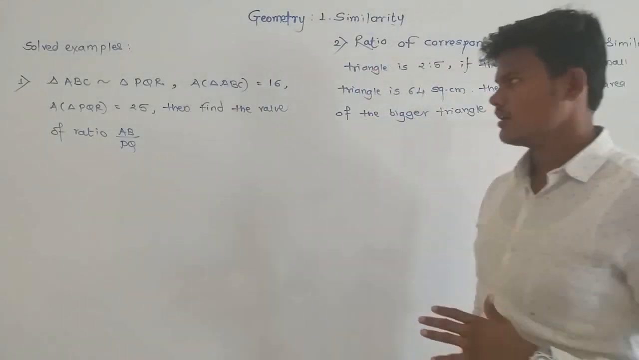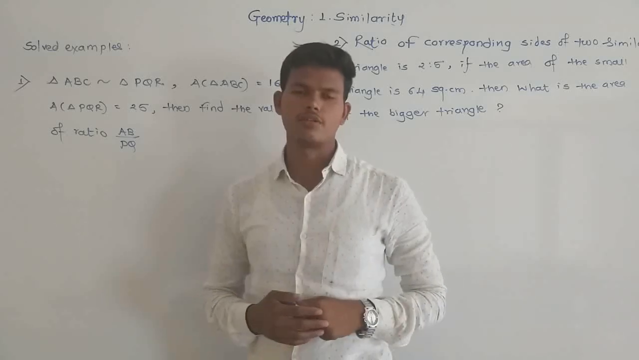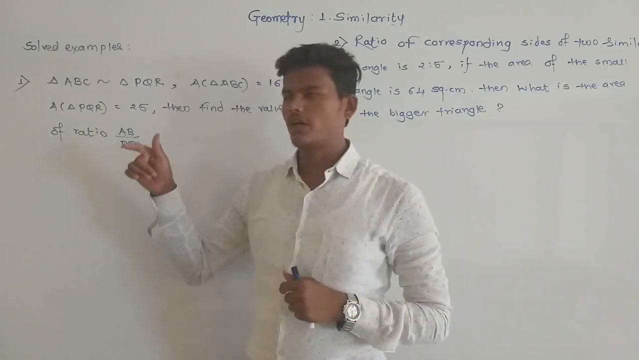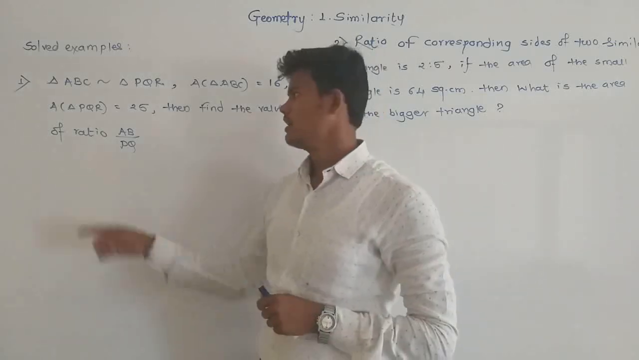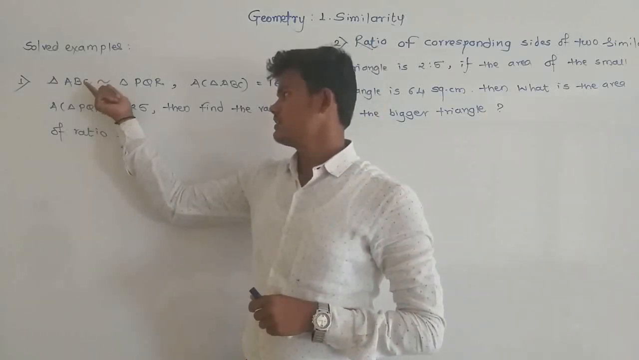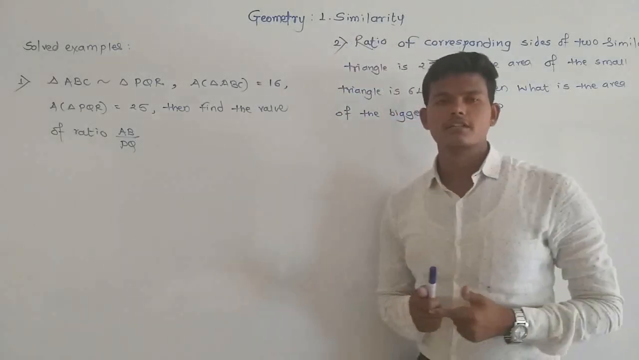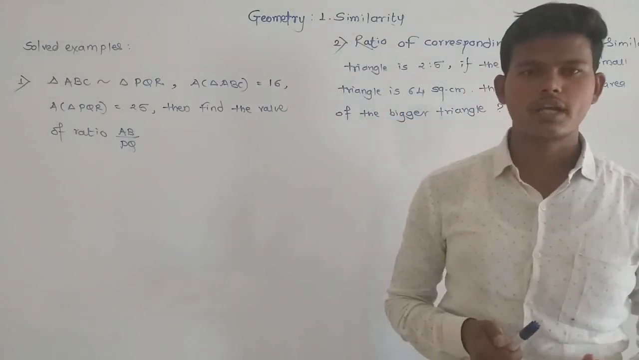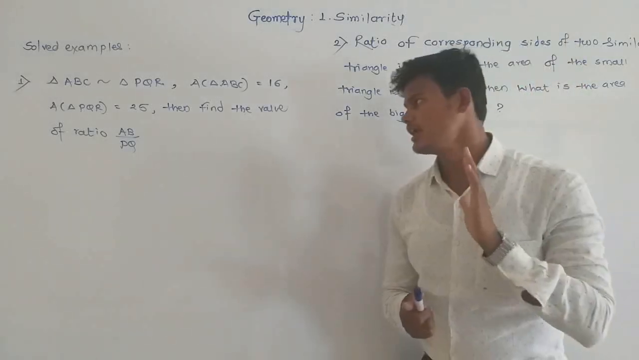Okay, so here given that triangle ABC is similar to triangle PQR, it means we have to apply the theorem of areas of similar triangles. Why? Because the given condition is that two triangles are similar, and if two triangles are similar, then the ratio of areas of the two triangles is equal to the ratio of the squares of their corresponding sides.